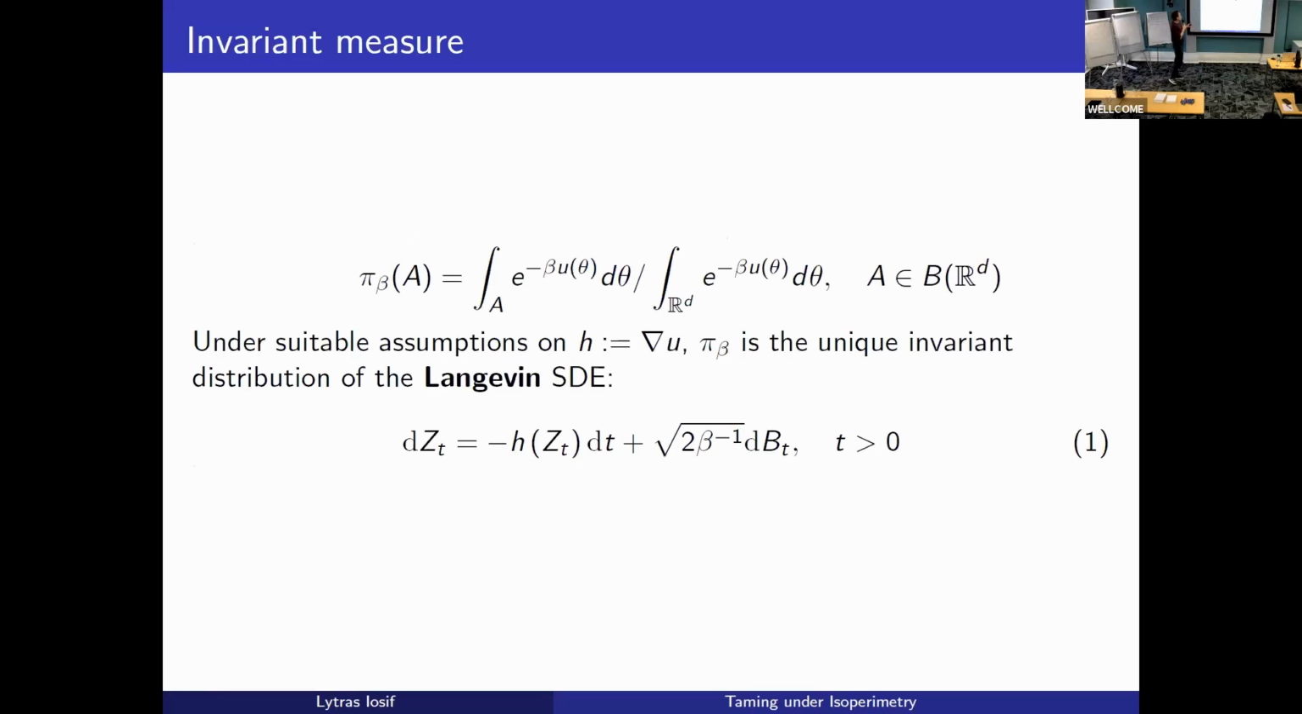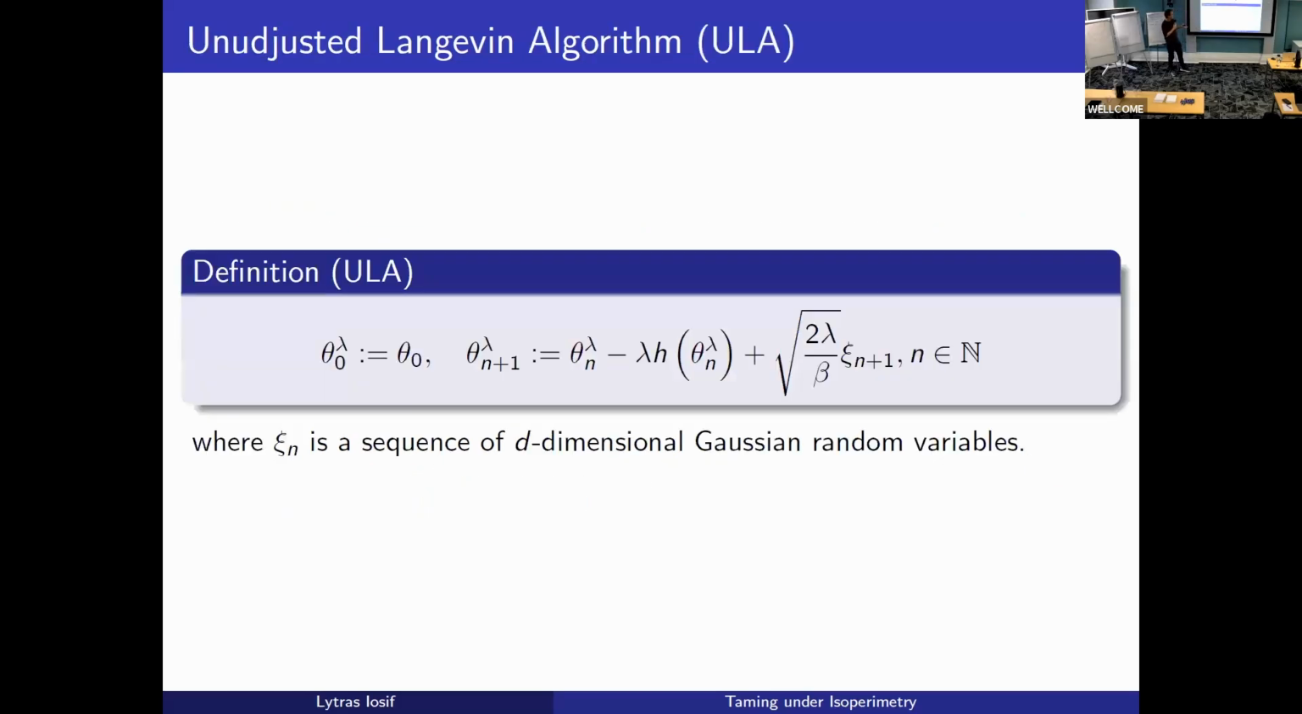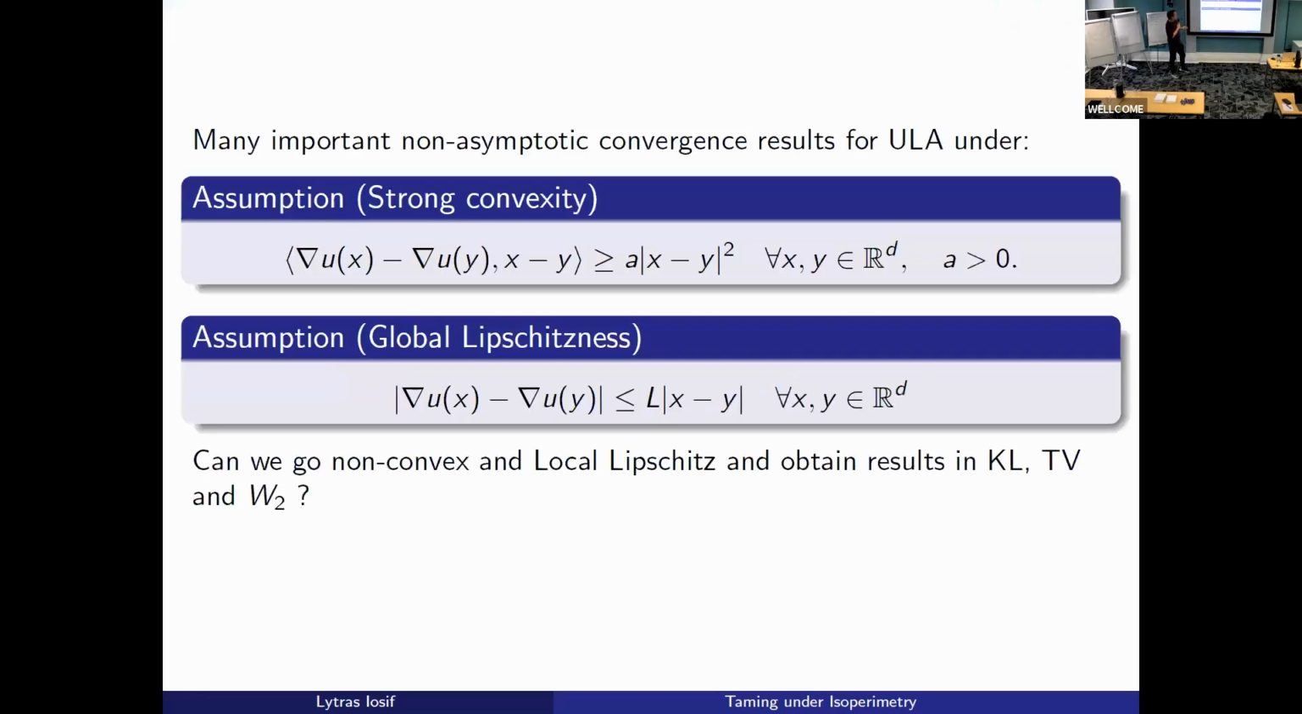Okay, so here, P beta will be our invariant measure of interest, and H will be the gradient of U. Standard stuff, we know that under mild conditions, it's the unique invariant measure of the Langevin dynamics. So we will use the Euler-Maruyama scheme. One can have either a constant step size or a decreasing one. We only deal with constant step sizes. And so the vanilla Langevin algorithm is the ULA, which can be written this way. Here, psi will be Gaussian random variables, standard stuff.